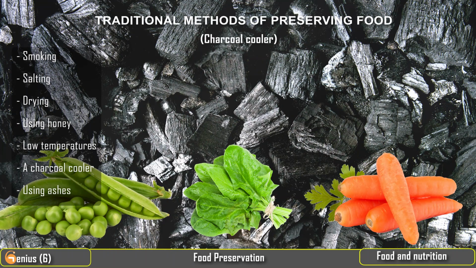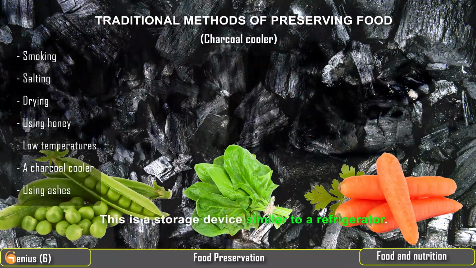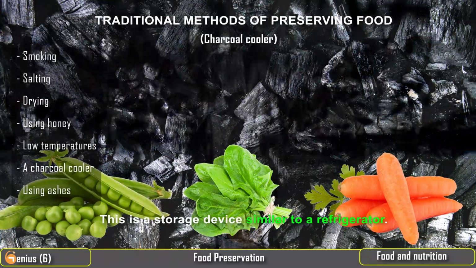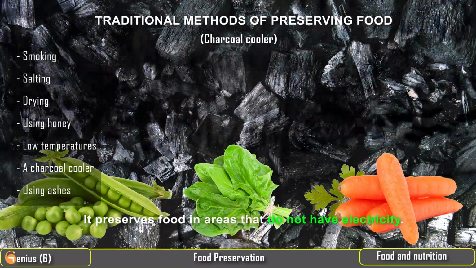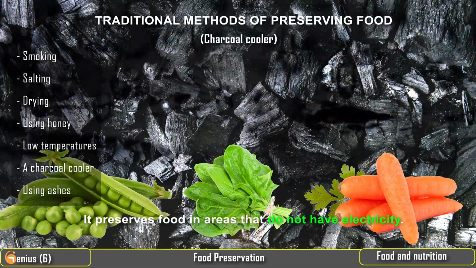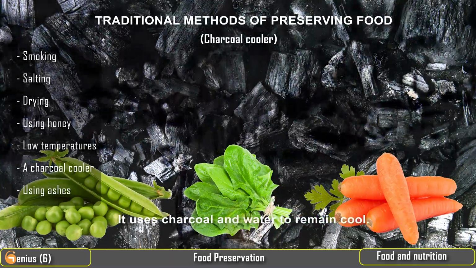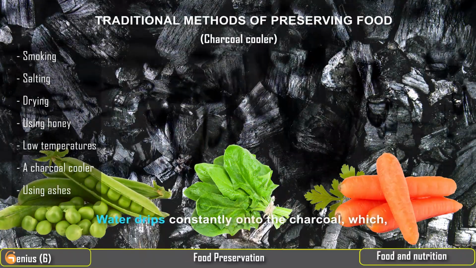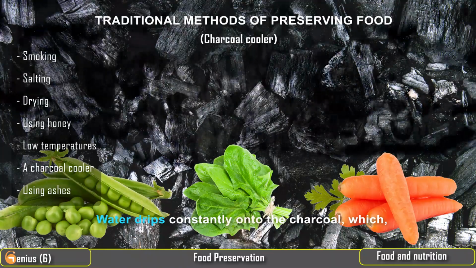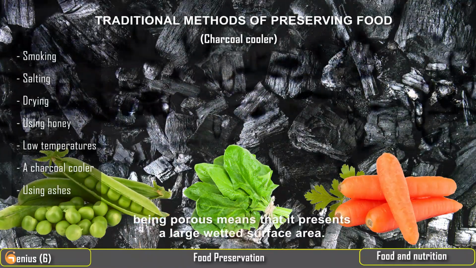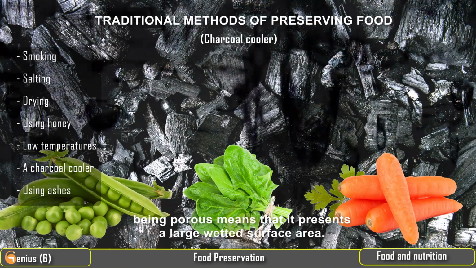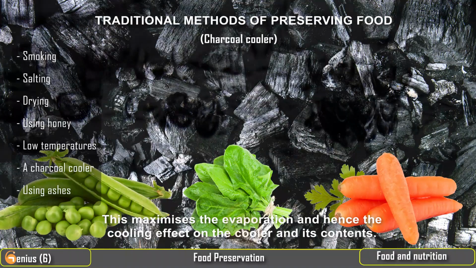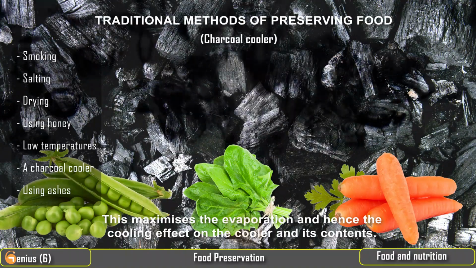Charcoal cooler. This is a storage device similar to a refrigerator. It preserves food in areas that do not have electricity. It uses charcoal and water to remain cool. Water drips constantly onto the charcoal, which, being porous, means that it presents a large wetted surface area. This maximizes the evaporation and hence the cooling effect on the cooler and its contents.